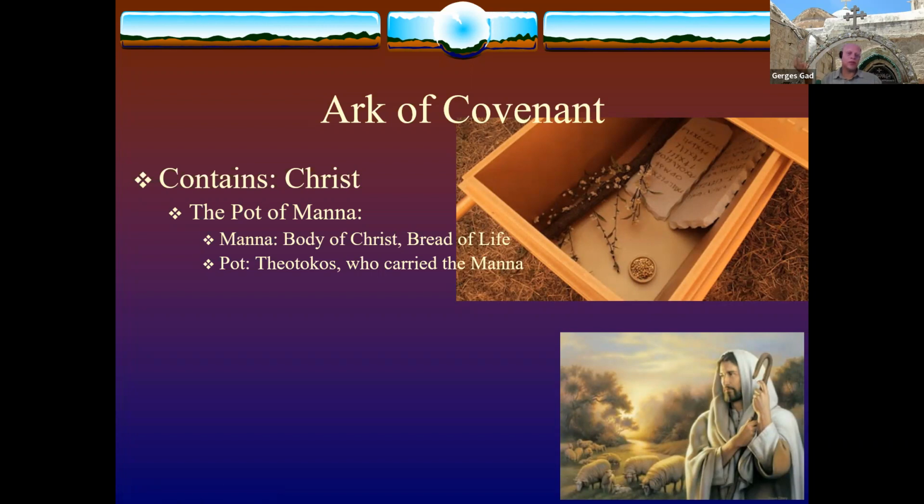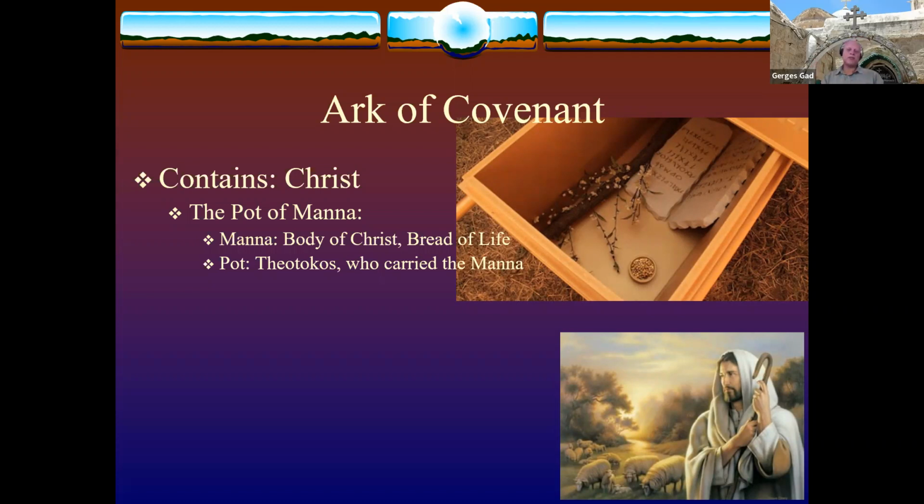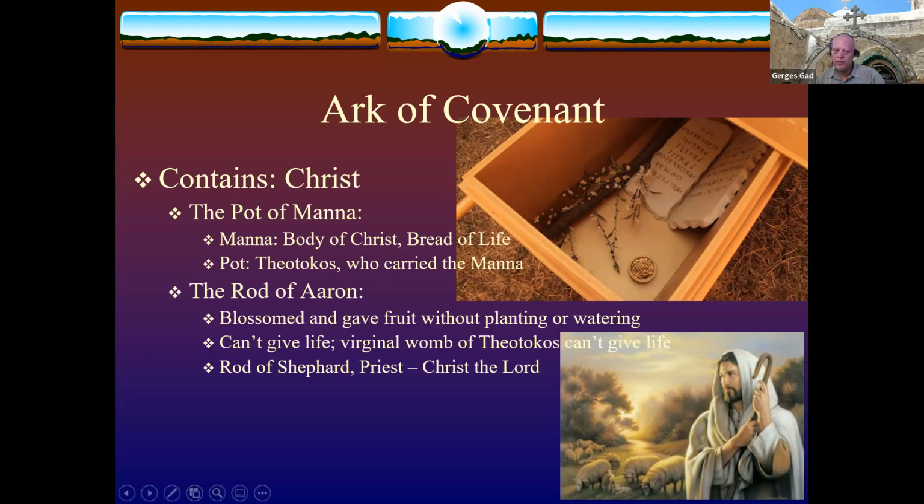Who is the bread of heaven? Who is the bread that came down from heaven? Jesus. Very easy. Jesus Christ, the bread of life. So if what's inside the pot is the body of Christ, then who is the pot? Saint Mary, who carried the Lord Jesus Christ. This is a very easy symbolism, right? So the manna represents the body of Christ, and the pot represents the womb of Saint Mary, who carried the manna, who carried the Lord Jesus Christ.